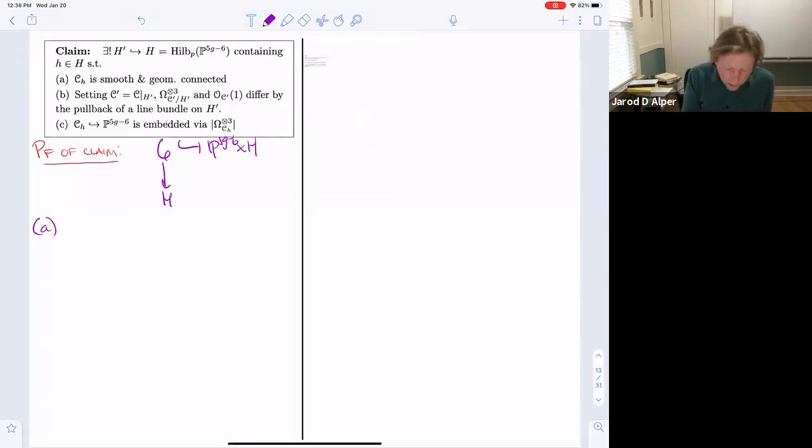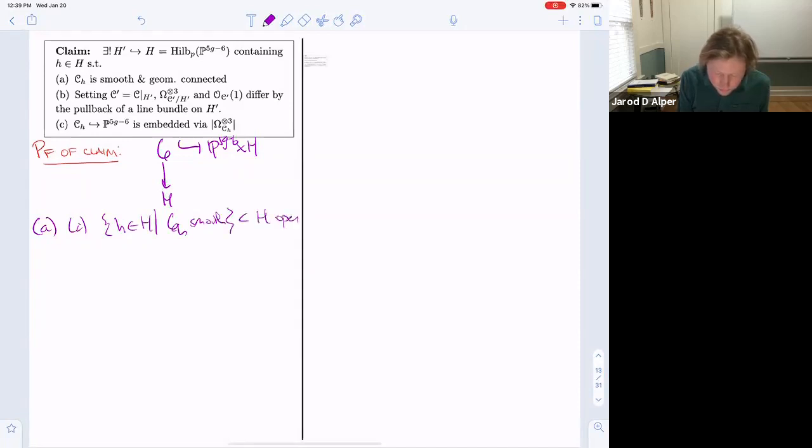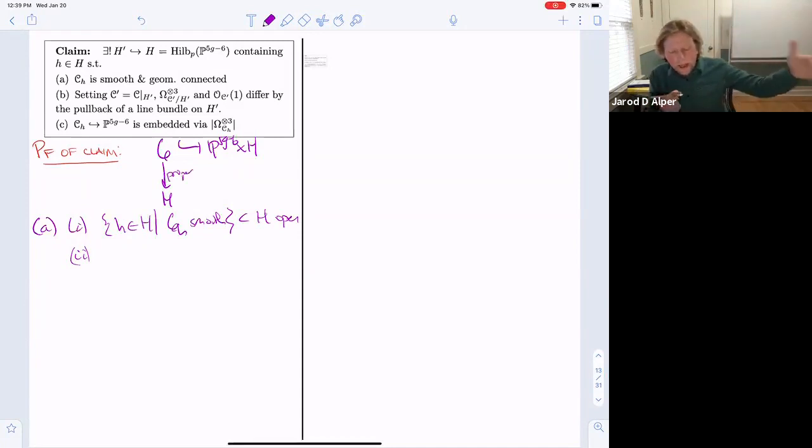For A, maybe I'll break this into two parts, the smoothness and the connectedness of the fibers. For the smoothness, we just note that this is a general property: the set of points such that the fiber is smooth is an open condition. Certainly it's an open condition in the source, but our maps here are proper. So if you look at the closed locus in C where it's not smooth and take its image, that's closed in H, and that's exactly the complement of this open.